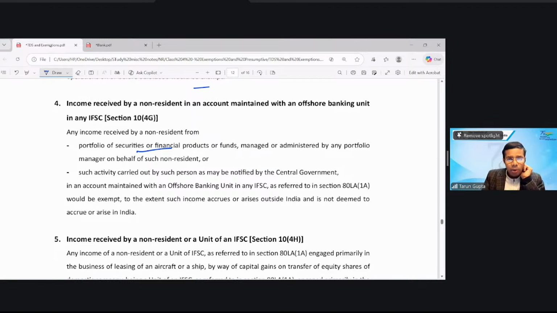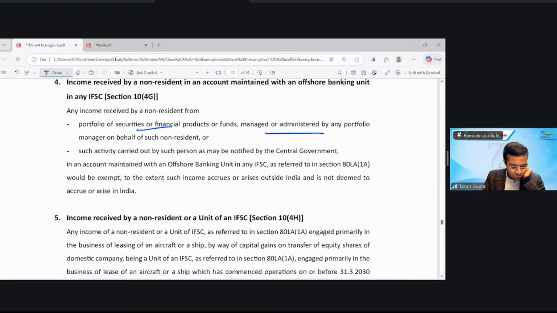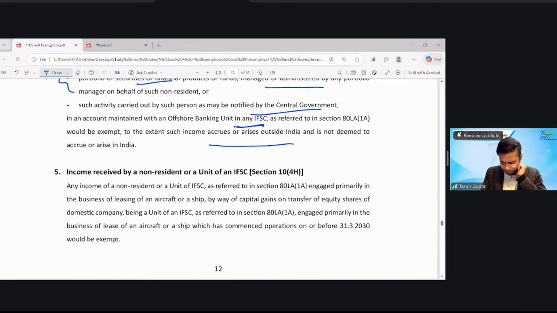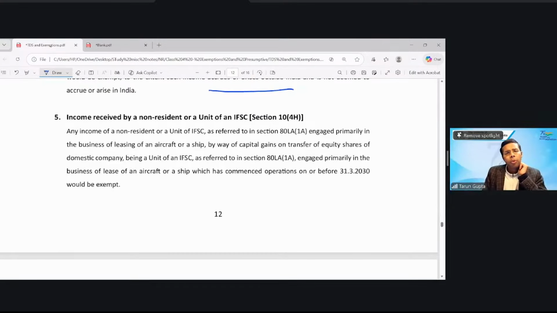So income received by non-resident from portfolio of securities or financial products or funds managed or administered by any portfolio manager on behalf of such non-resident, meaning portfolio management services, or such activity carried out by such person as may be notified by central government, in any account maintained with an offshore banking unit in any IFSC would be exempt to the extent income accrues or arises outside India and is not deemed to accrue or arise. Okay. So there is an offshore banking unit providing foreign portfolio service, then the income from such service is exempt.